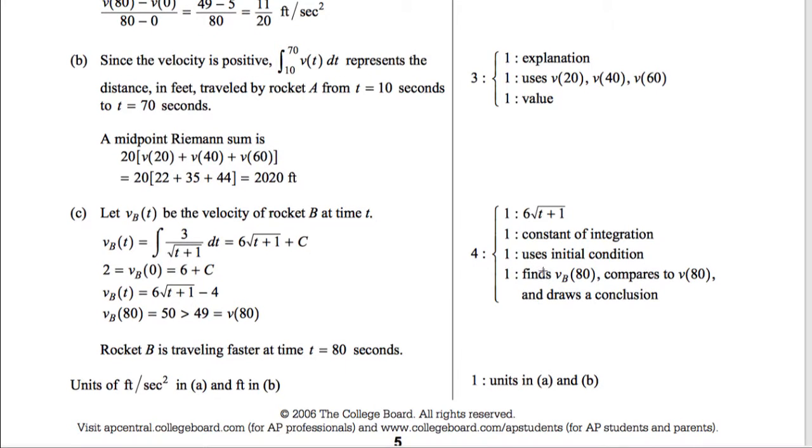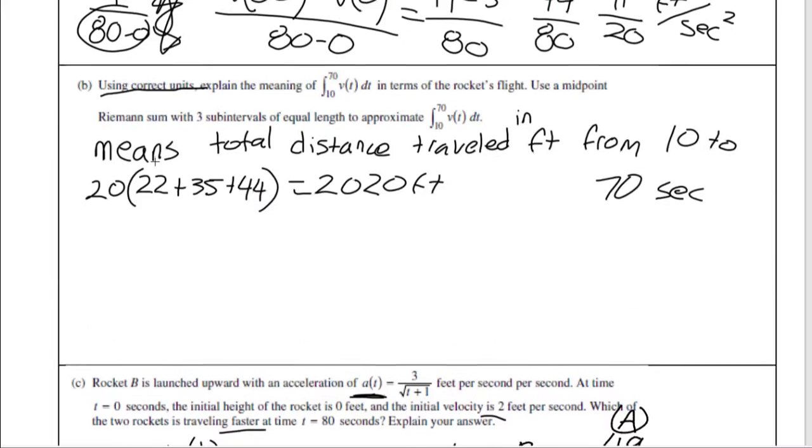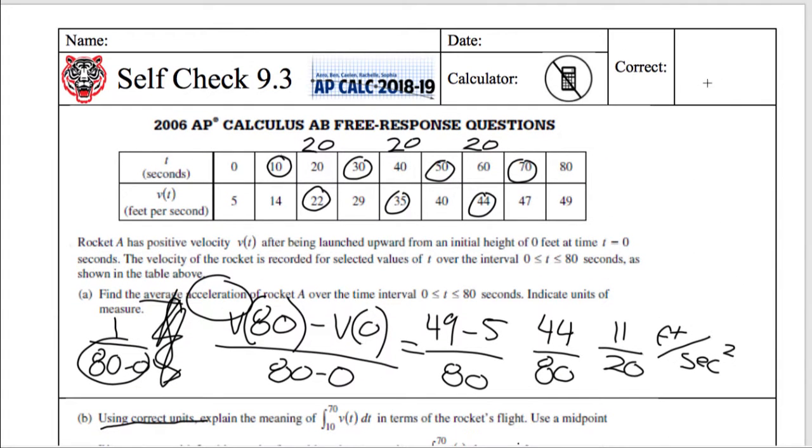And then finally, you need to compare them and come to a conclusion. So if you came to the conclusion that rocket B is faster, give yourself 1 point. So literally by writing +2, in terms of the AP graders' eyes, that gave us 2 points. All right, and total points out of 9 at the top, where it says correct. How many out of 9 did you get correct?